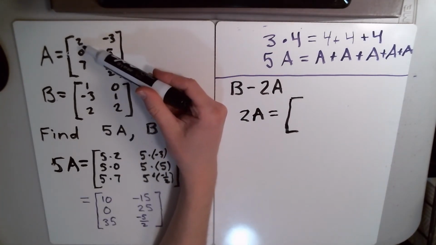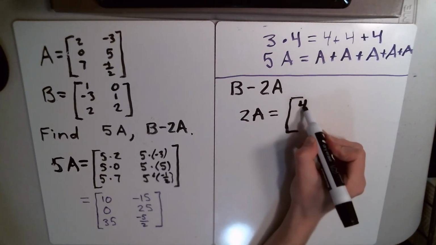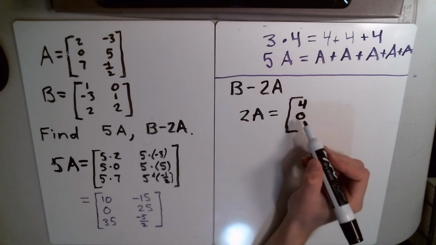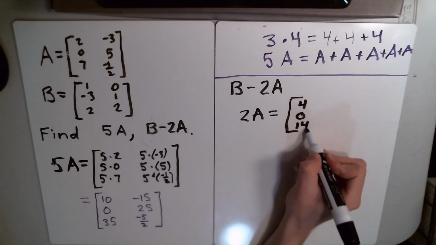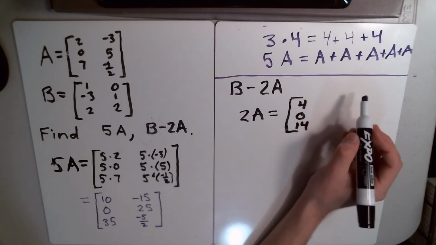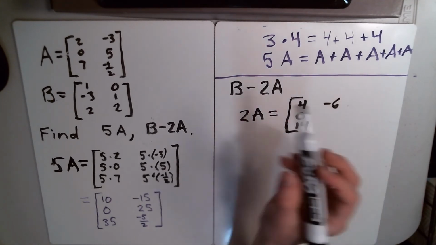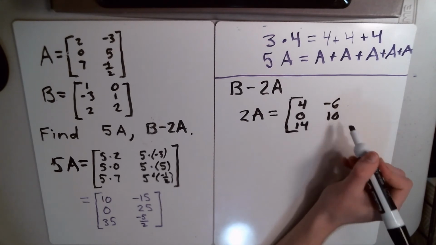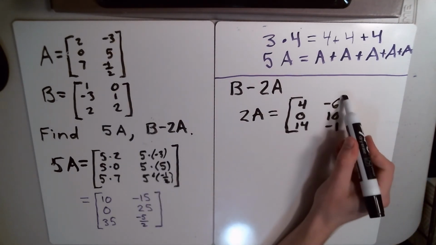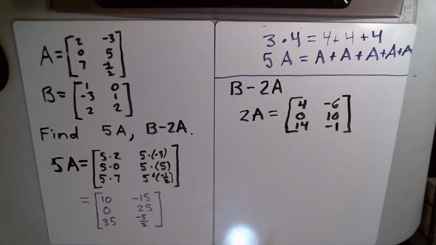I just take all the entries of A and multiply them by 2. So 2 times 2 is 4. 0 times 2 is 0. 2 times 7 is 14. 2 times -3 is -6. 2 times 5 is 10. 2 times -1/2 is -1. So we figured out what 2A was first.